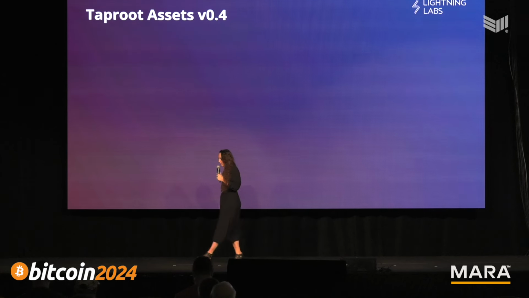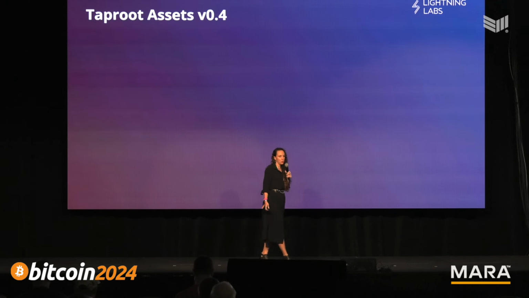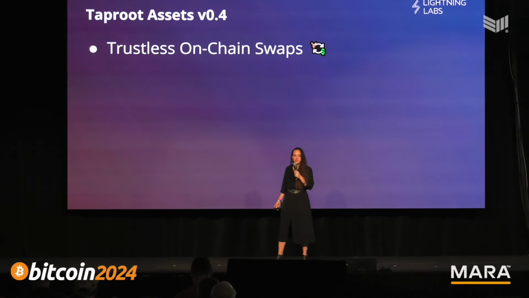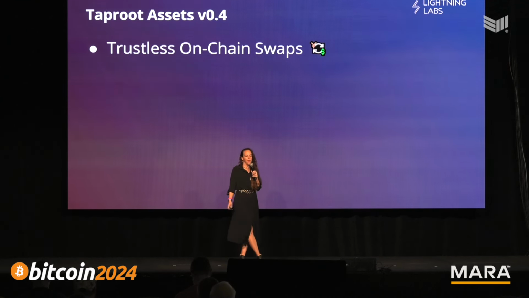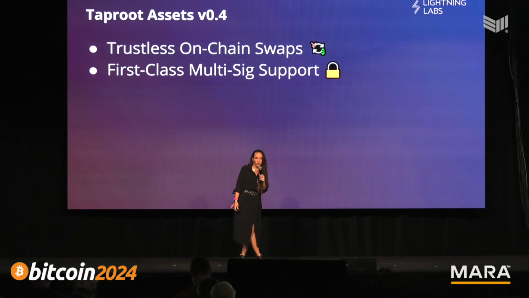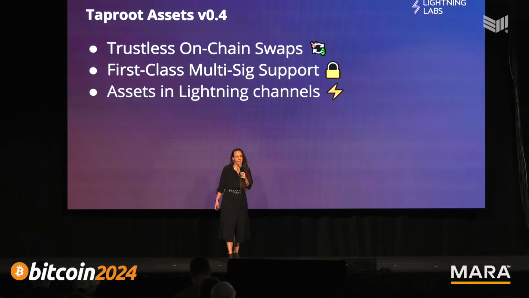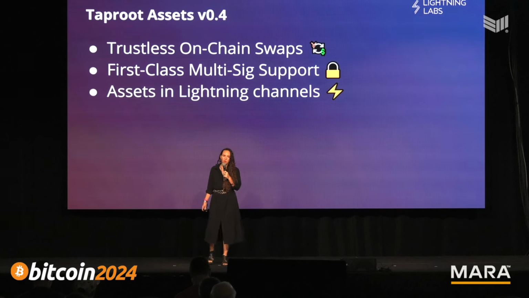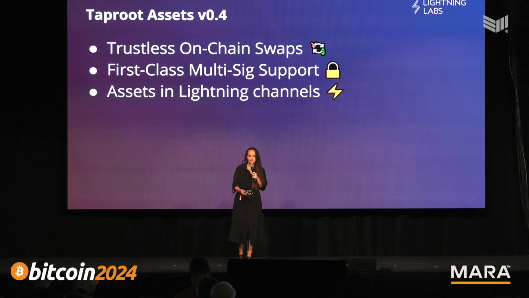So we're going to talk about, before we get into the Lightning stuff, because we're going to save that for the end, a couple of other really cool things that we can do with the new release. One is trustless on-chain swaps, right? This is using PSBTs, partially signed Bitcoin transactions. Then we're going to talk about Multisig support in Taproot Assets, so all the various different ways in which it's now possible to use Multisig to secure your assets. And then we're going to talk about assets in Lightning channels, and the example that we're using in all of these cases is stablecoin, right? So let's dive into it. My clicker is being a little bit iffy this morning.